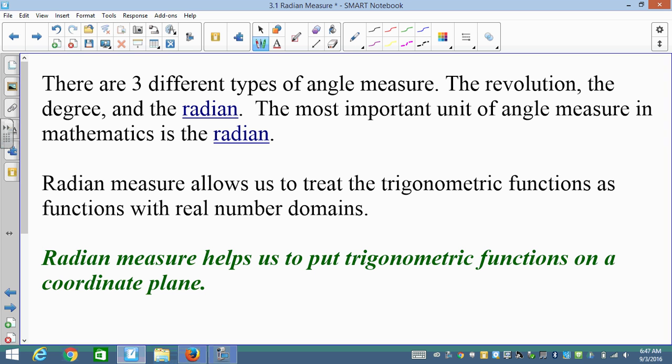Radian measure also allows us to treat the trig functions as functions with real number domains. I don't want you guys going, what, 360 is not real? Well, yeah, but when it comes to mathematics, it's just a degree. So radian measure helps us to put trig functions on a coordinate plane, which is Chapter 4 where we get to graph. Yay!